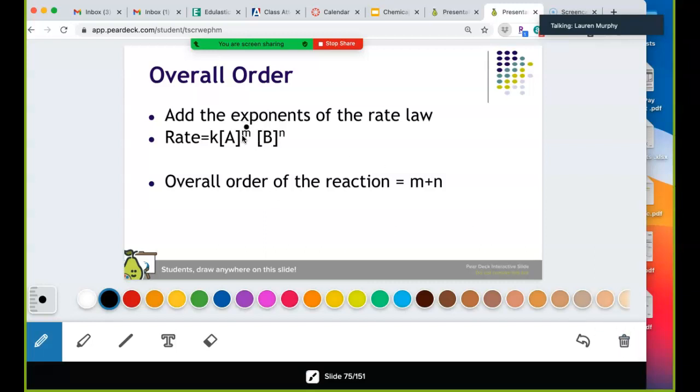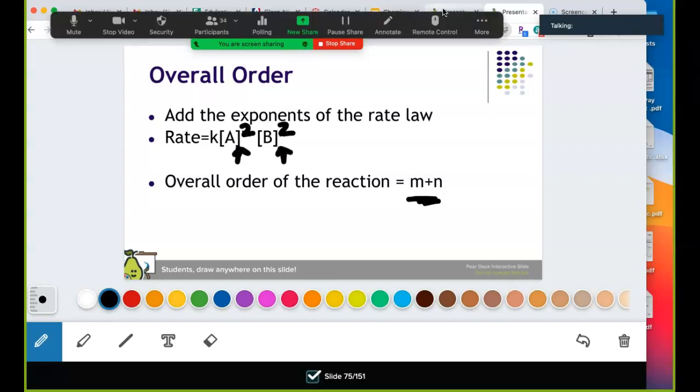Let's say the reactant is 0 order and first order. The overall reaction is first order because 0 plus 1 is 1. Let's say it was second order and second order. The overall order is 4 because 2 plus 2 is 4. Any questions on how to figure out the overall order? You can't figure out the overall order unless you know the order of each reactant. All right.